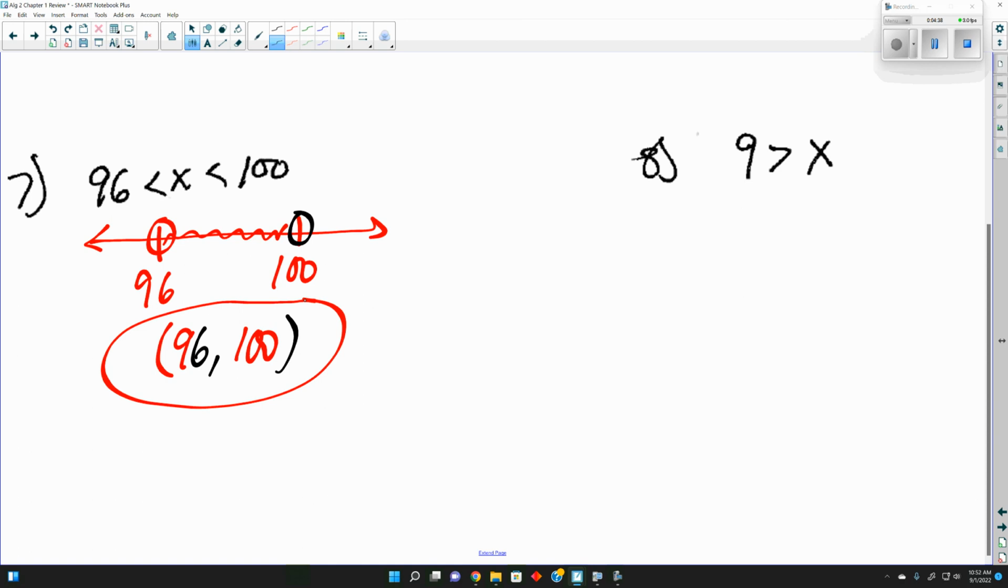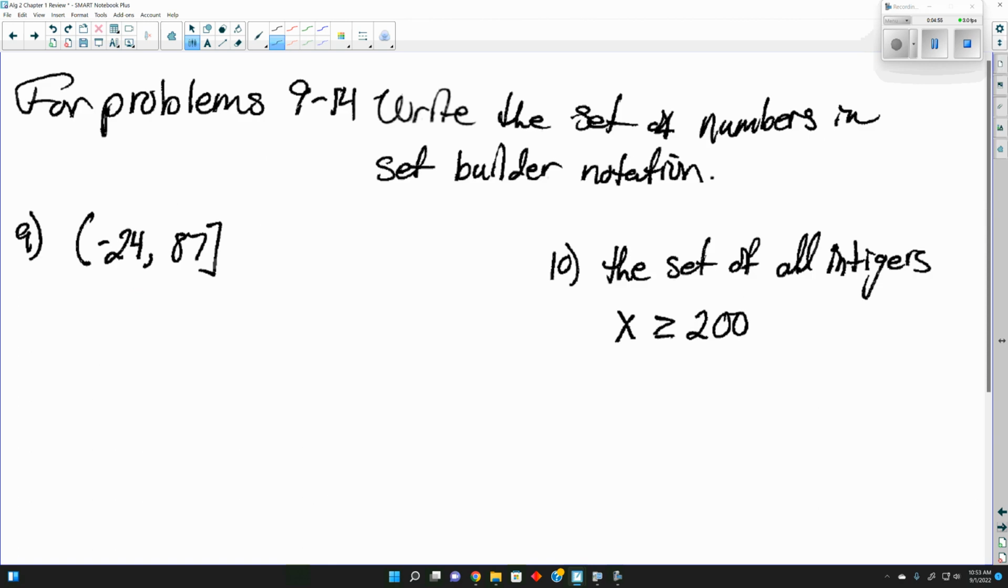Any other questions on 7 or 8? Or 1 through 8? Which one? 1 through 8? I think they're all about the same. Okay, let's look at 9 through 14. Are there questions on 9 or 10? Number 9.